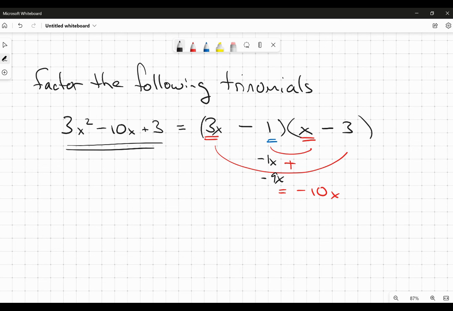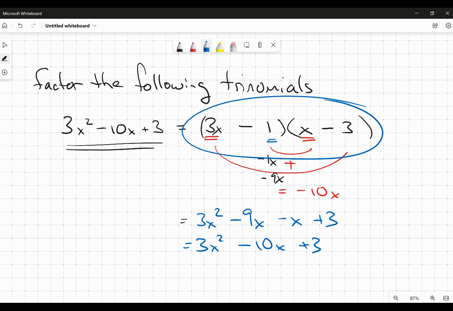And there you go. So now I'm going to check this, just to double check that I got it right. 3x times x is 3x squared. 3x times negative 3 is negative 9x. Negative 1 times x is negative 1x. And then negative 1 times 3 is positive 3. And when we combine those two linear terms, I get negative 10x plus 3, which is exactly where I started. And so that's good. So this is the factoring that I was looking for.